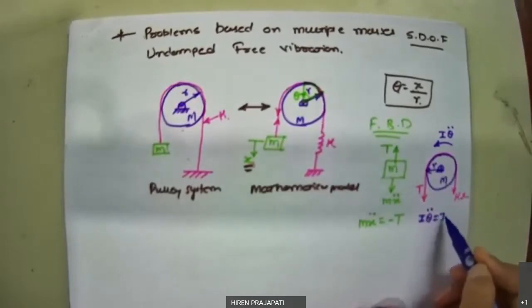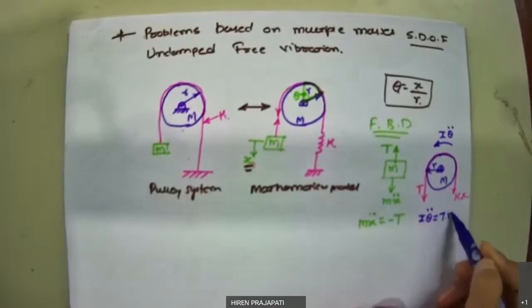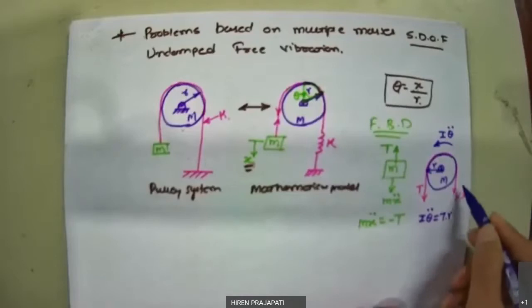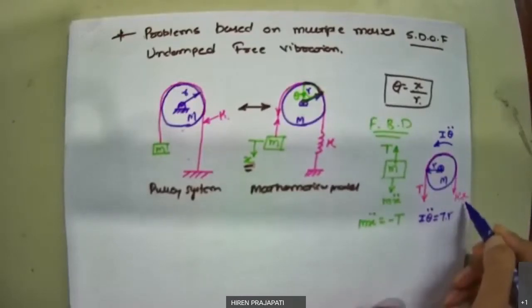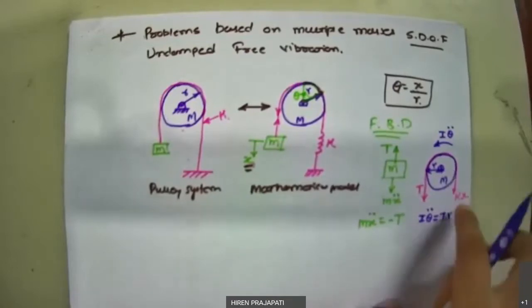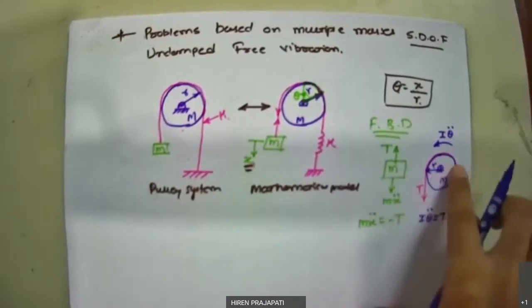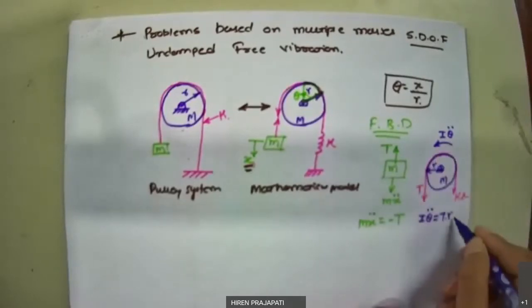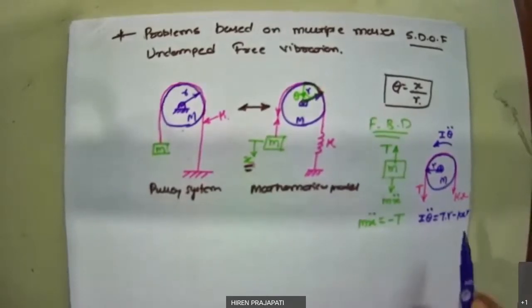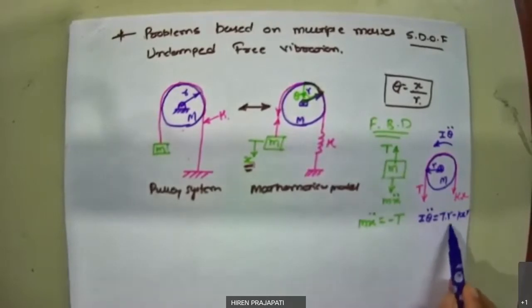So Tr will be positive, because the direction of Tr is the same as I theta double dot. But if you look, kx is the spring force, so force into distance, again torque. But now this kxr is in the opposite direction to I theta double dot. So I need to consider negative kx radius r, right? So this is the equation of motion for this pulley based on Newton's second law, right?